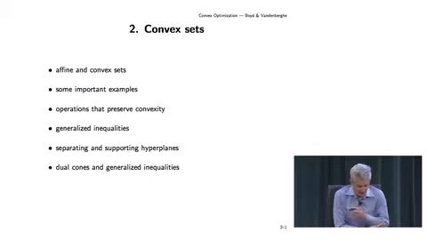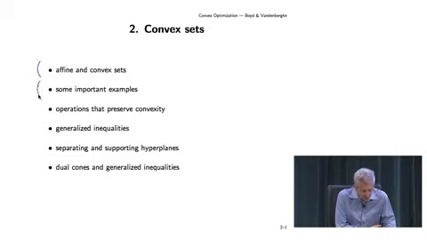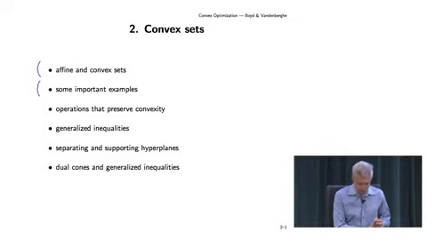So in this lecture, we're going to talk about convex sets. And we'll start with some very basic definitions, like what's an affine set and what's a convex set. Then we'll look at a catalog of some very important examples, things like balls or half spaces or rays, things like that.